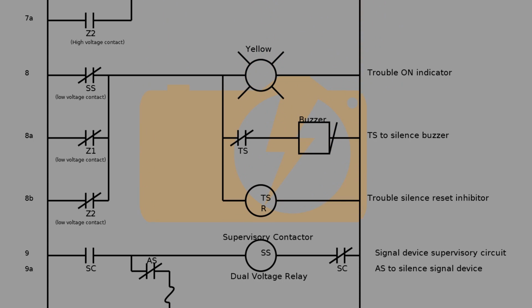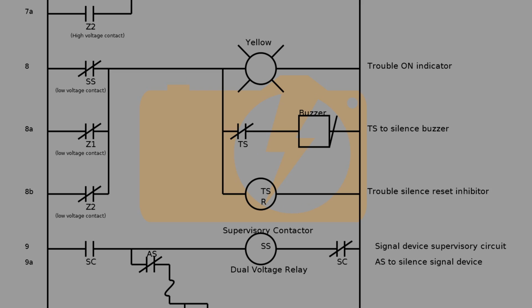On rung 8A, a normally closed contact, TS, is added to the buzzer line in order to silence the buzzer. On rung 8B, a normally closed contact, Z2, is connected to the low voltage coil of Z2. This indicates trouble on the Z2 initiating circuit. Also on rung 8B, there is the coil for TSR. This is the trouble silence reset inhibitor. If there is no trouble indicated, you will not be able to latch the trouble silence circuit.